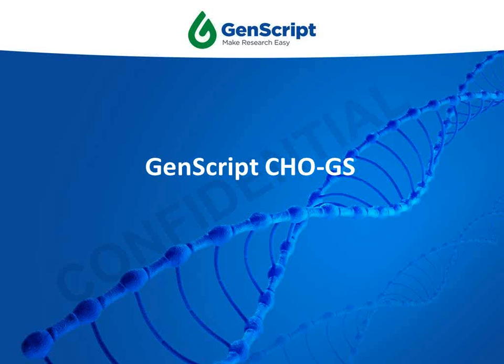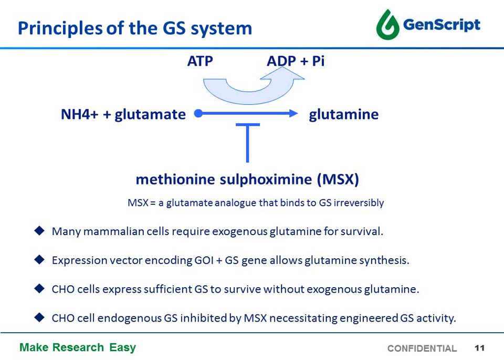So now I guess we already have some concept of how to generate an efficient stable cell line for antibody production. Now I would like to further introduce how GenScript generated our CHO-GS system. As I mentioned previously, two expression vector systems dominate antibody production in mammalian cell culture, one based on the DHFR selection system, and the other based on the GS selection system.